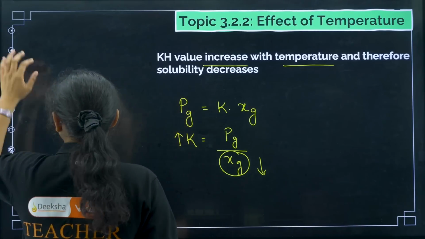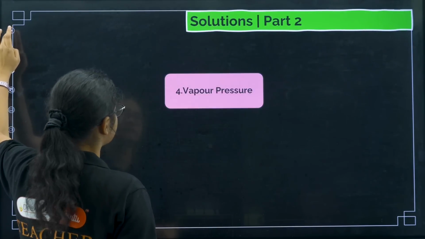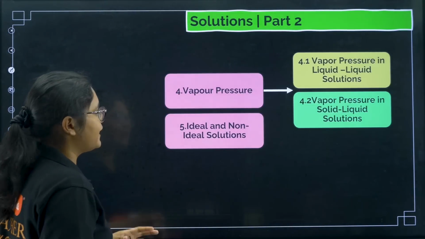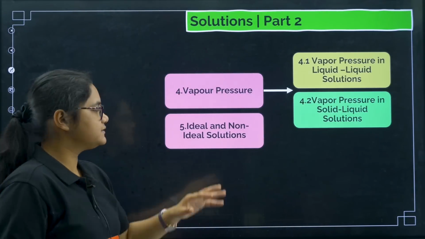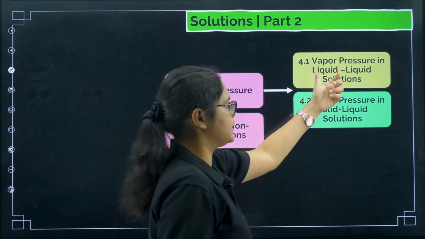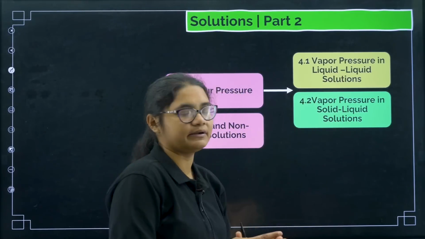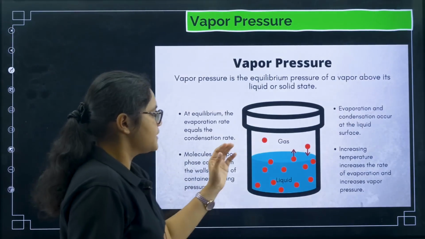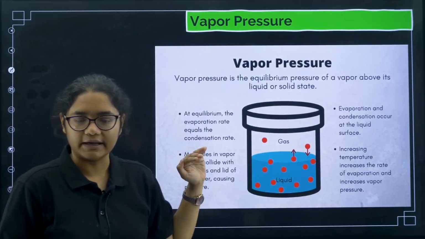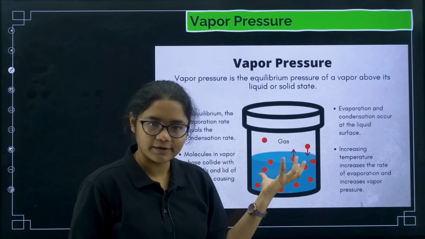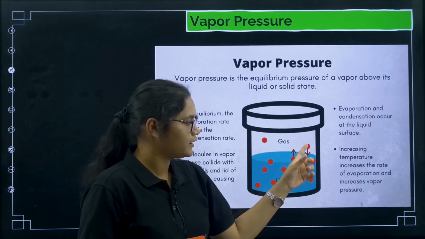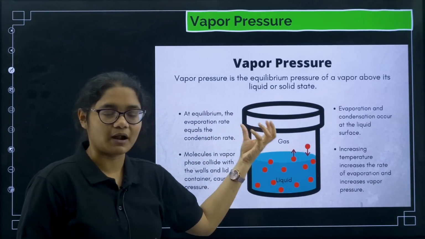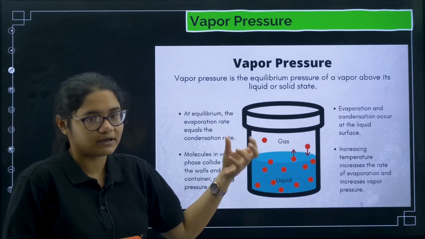Okay, now the next thing that we are going to discuss today is vapor pressure and ideal and non-ideal solutions. So what is actually vapor pressure, and vapor pressure in liquid-liquid solution, vapor pressure in solid-liquid solution we will discuss. Before that, what does this term vapor pressure mean? Suppose you have a liquid in a closed container. This liquid will evaporate and form a gaseous phase. Since the container is closed, the gaseous particles will also condense to form liquid again.